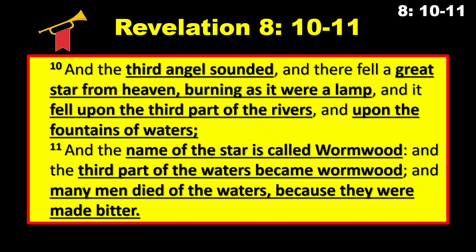Verses 10 and 11, quote, And the third angel sounded, and there fell a great star from heaven, burning as it were a lamp, and it fell upon the third part of the rivers, and upon the fountains of waters. And the name of the star is called Wormwood, and the third part of the waters became wormwood, and many men died of the waters, because they were made bitter. End quote.